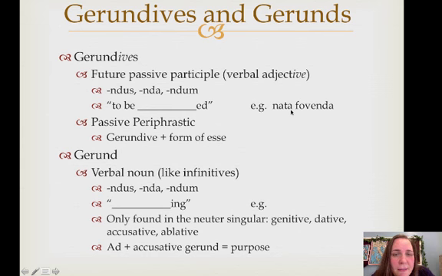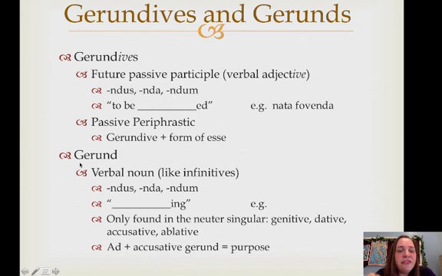cherished, okay? And we've also seen the gerundive used with a form of the verb to be to form the passive periphrastic. Something must be done, right? Remember the name Amanda. Amanda means she who must be loved. Miranda, she who must be admired, okay?